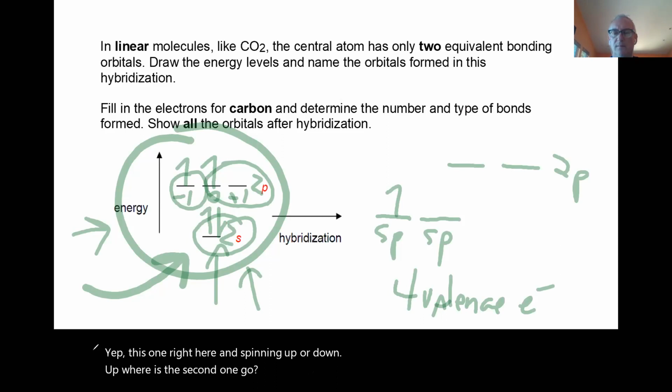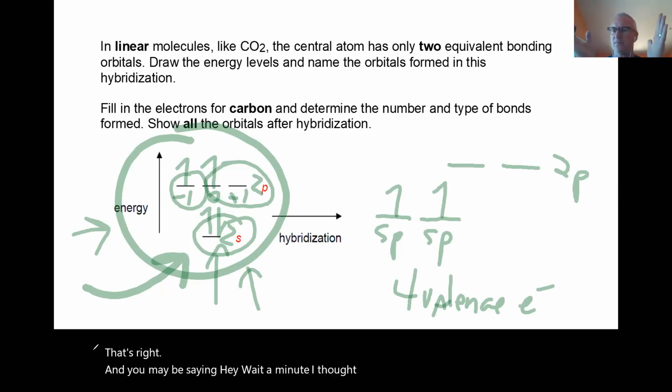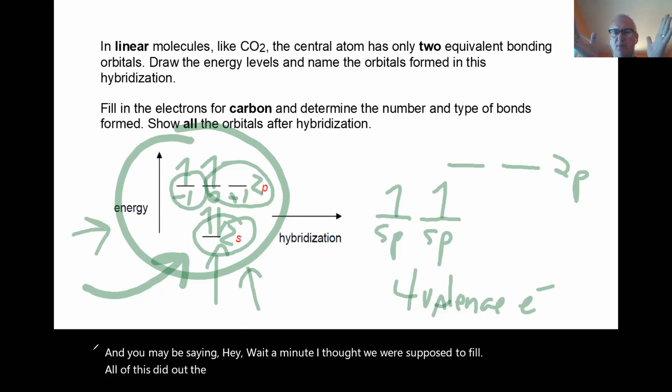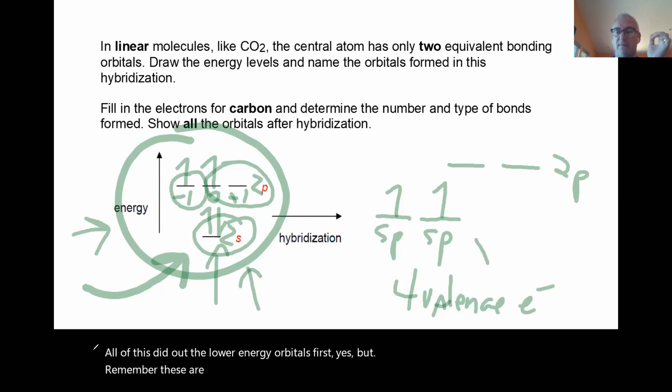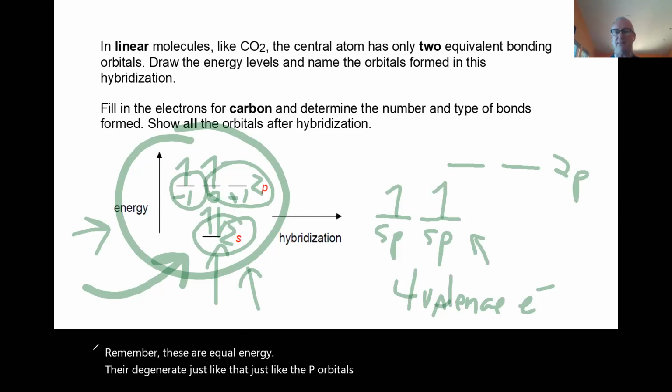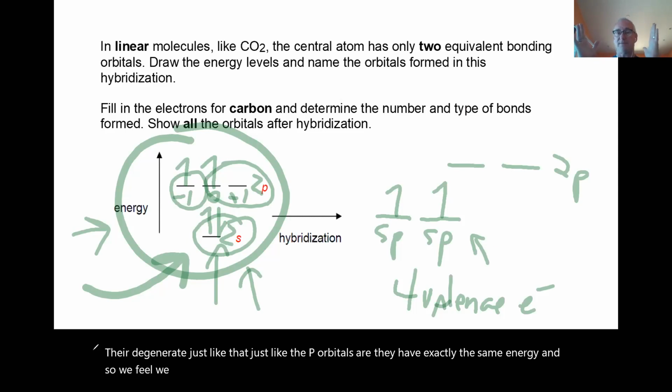The next sp. That's right. And you may be saying, hey, wait a minute, I thought we were supposed to fill all of the lower energy orbitals first. Yes, but remember, these are equal energy. They're degenerate, just like the p orbitals are. They have exactly the same energy. And so we fill all of the orbitals halfway, and then we fill them in entirely, okay?